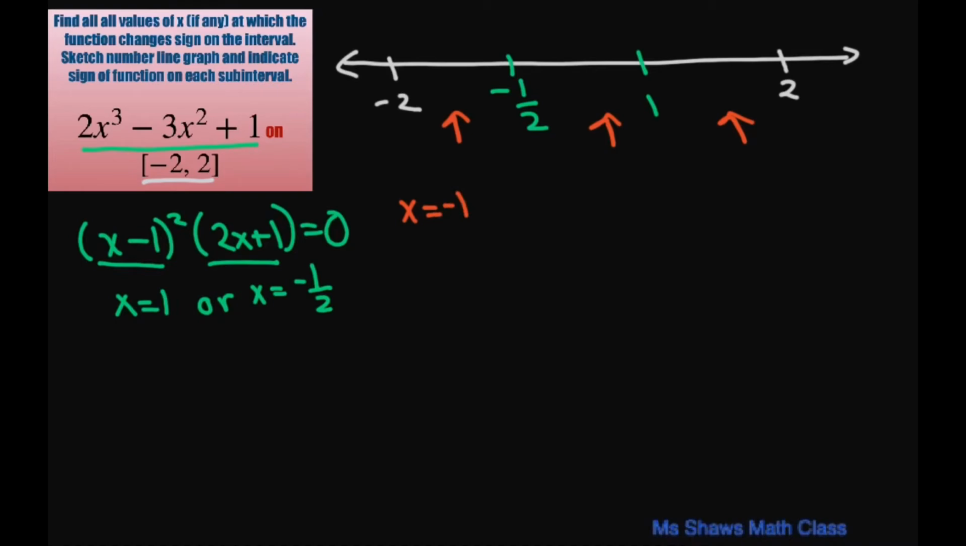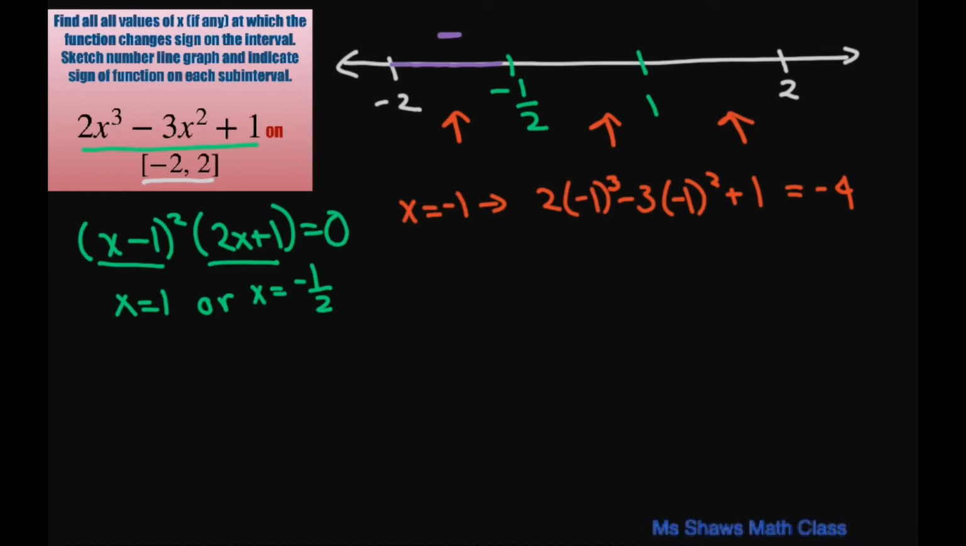So at x equals -1, we're going to have 2 times (-1)^3 minus 3 times (-1)^2 plus 1. This gives you -4. That means for this subinterval here, it's negative. All right, now let's go ahead and test for in between -1 and 1.